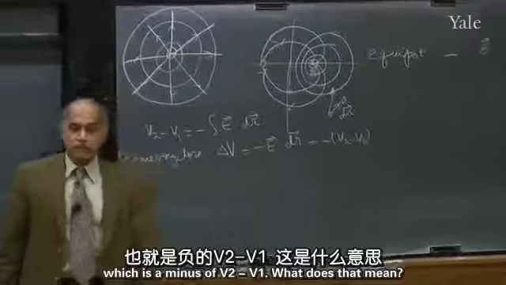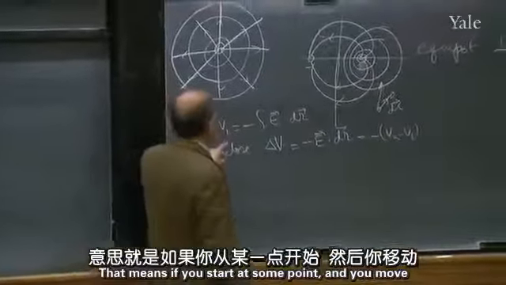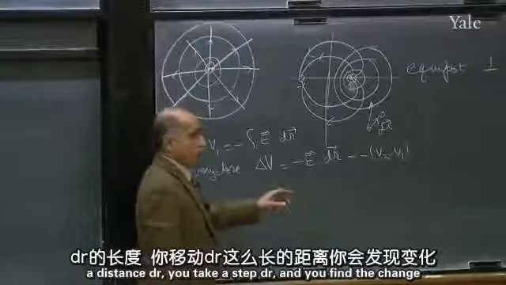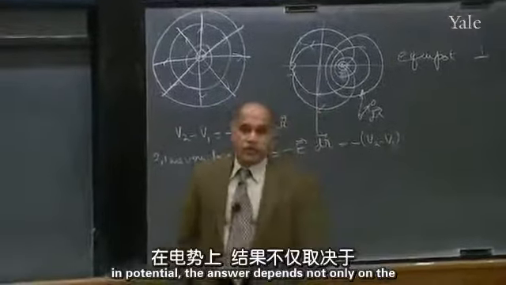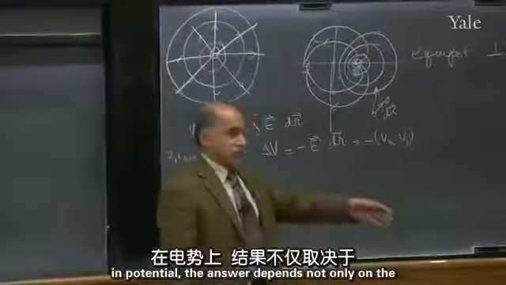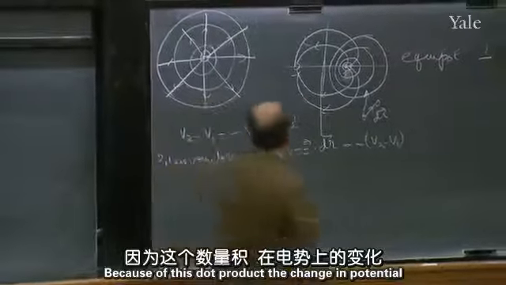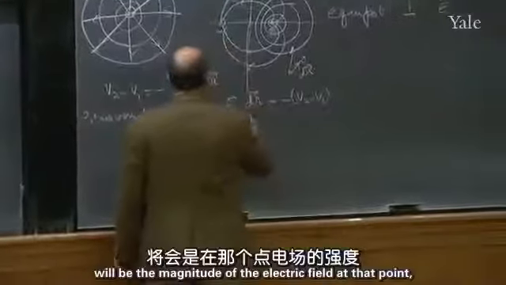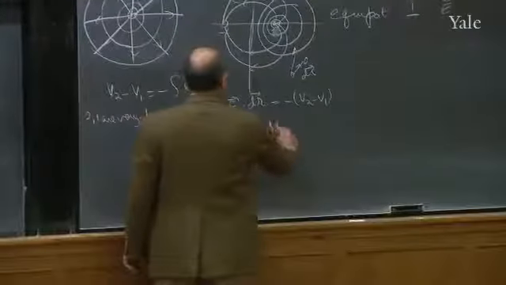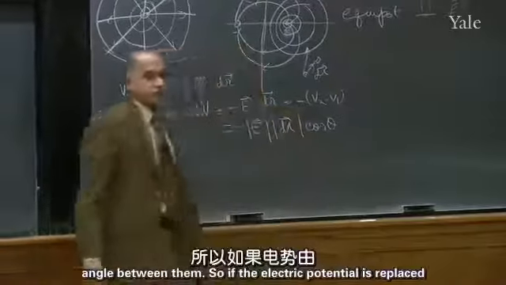What does that mean? That means if you start at some point and you move a distance dr, you take a step dr, and you find a change in potential, the answer depends not only on the length of your step, but on which direction you move. Because of this dot product, the change in potential will be the magnitude of the electric field at that point, the magnitude of the step length, and the cosine of the angle between them.